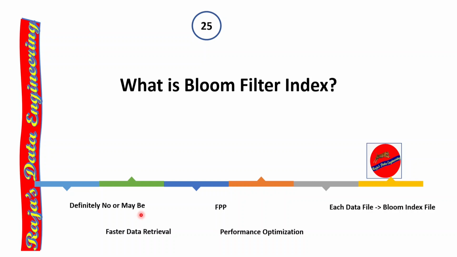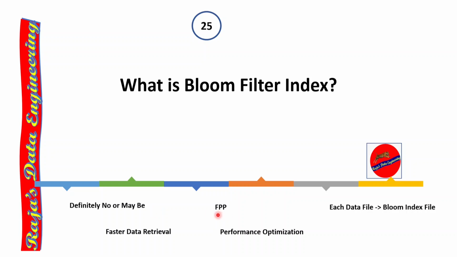For one particular data file, it is going to give information: the data that you are looking for is definitely not available in this file, or it might be. In case the result is definitely no, then the delta table can avoid scanning that particular file. In case it tells us the data might be there, maybe, then it is going to scan that file. So with the help of this Bloom filter, we can easily identify the list of data files where we don't have any relevant data for our query.